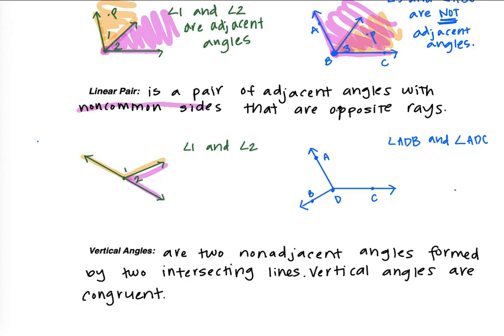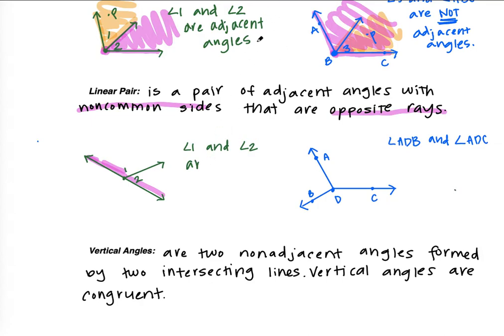Non-common sides that are opposite rays. So I need to look at the non-common sides. Well, they share this middle side right here because it's both orange and pink. So if they share that side, the non-common sides are these two sides, right? And I needed to check to see if they are opposite rays. Well, they actually are opposite rays because it's a straight line with a point in the middle that starts two different rays.